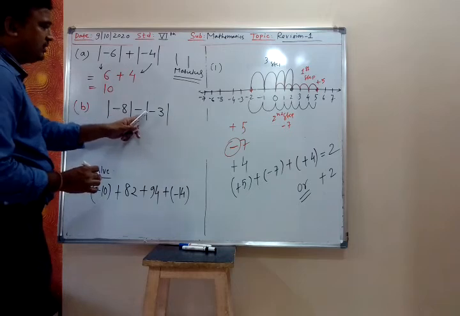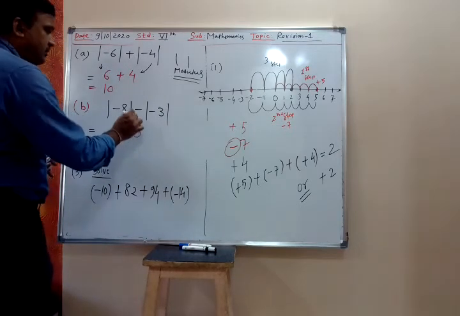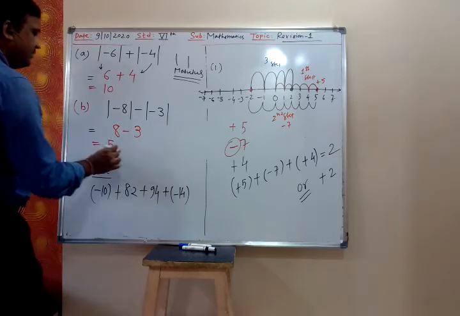Then again we have a modulus bracket. So mod of minus 3 will become 3. 8 minus 3 is 5. The answer is 5.